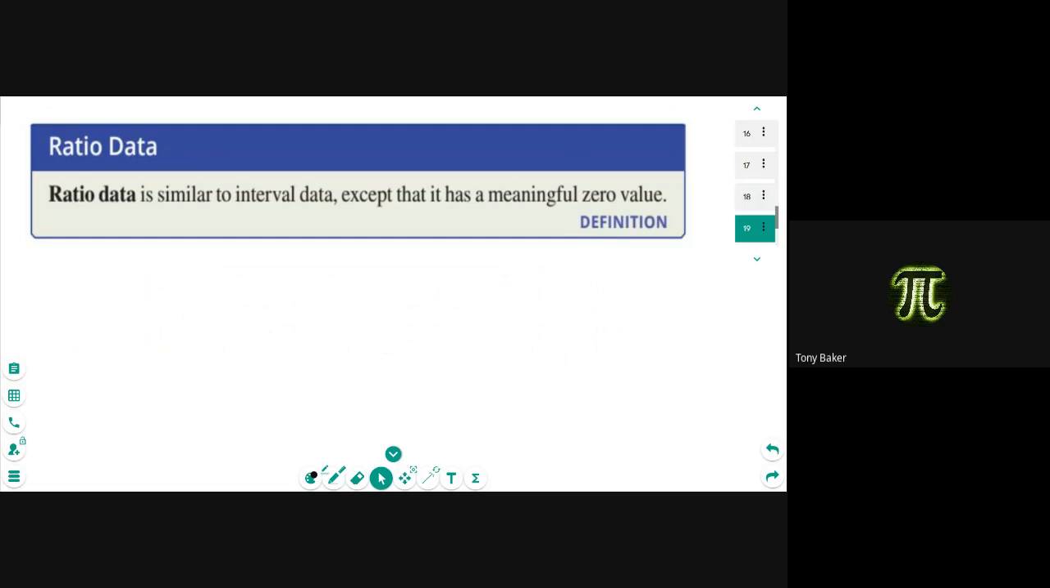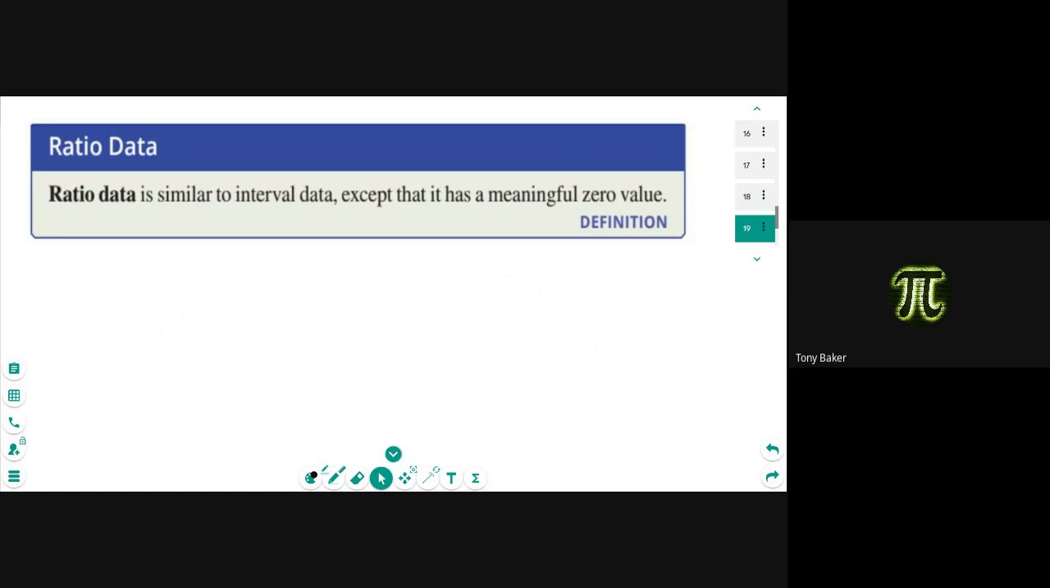So ratio is very similar to interval, so we can still do all our calculations on it. However, it has a meaningful zero. So a meaningful zero means that you can actually have a value of zero, and that can be used.